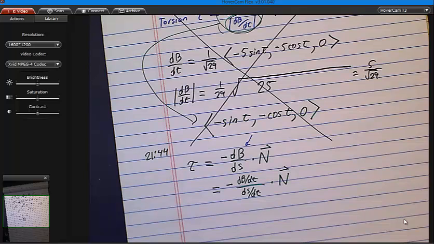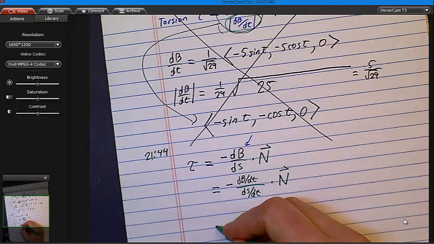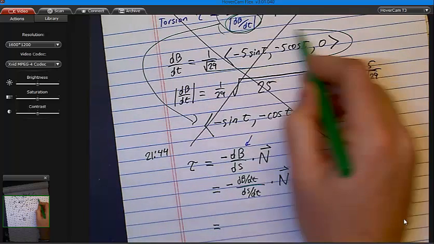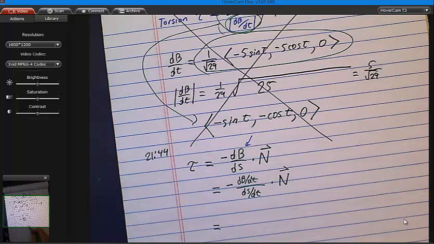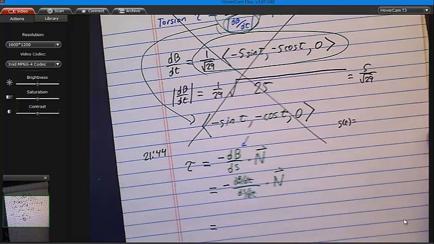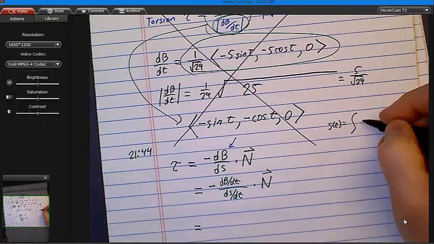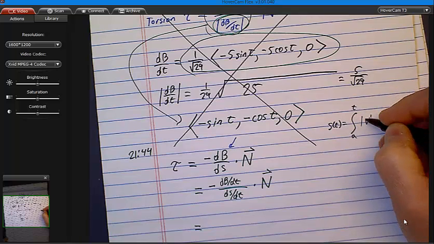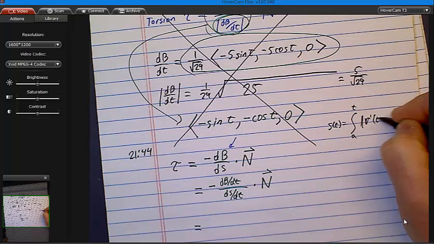So I already did compute dB dt. It is up here. Now what about ds dt? Did we do that? Well, you have to go back to the original position, right? Is that just the... That's the arc length, right? Right. So if you think about arc length, it is an integral from a to t, let's say, of the magnitude of r prime of t dt.